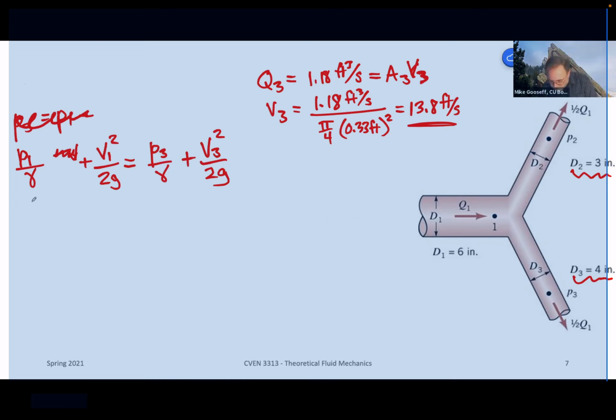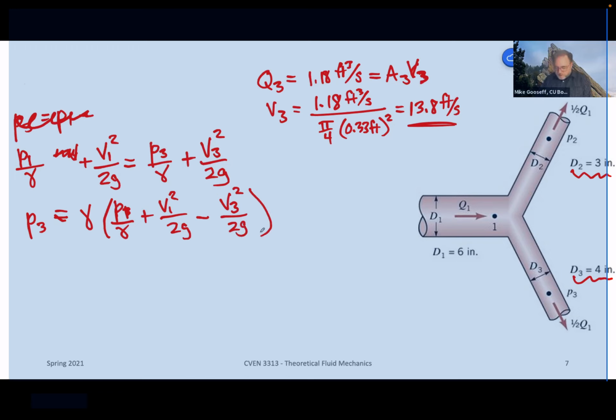So once again, P3, just like we did for P2, is equal to gamma times P1 over gamma plus V1 squared over 2g minus V3 squared over 2g, right? Move that to the other side. g is 32.2 feet per second squared. Our gamma here is 62.4.